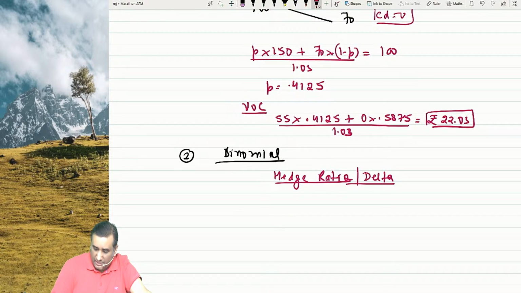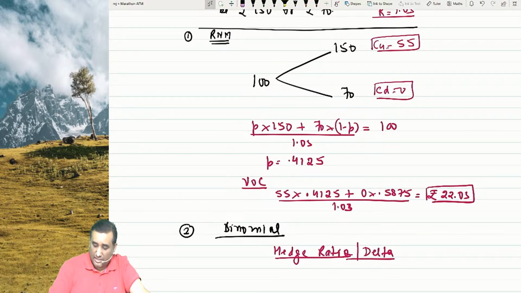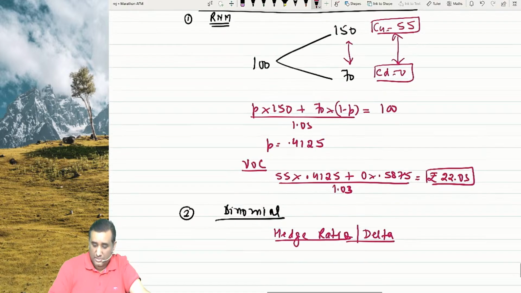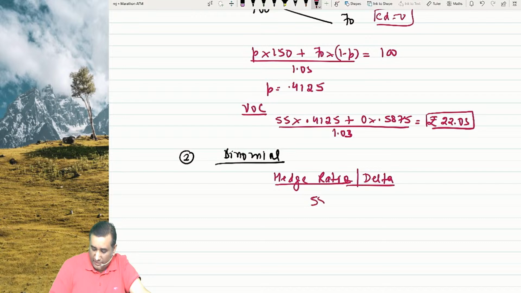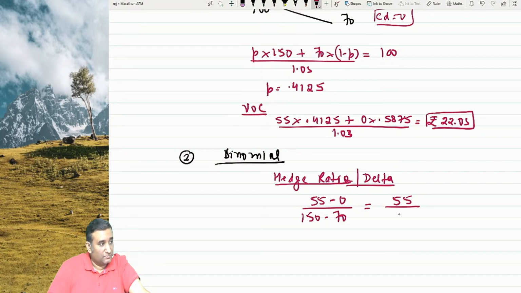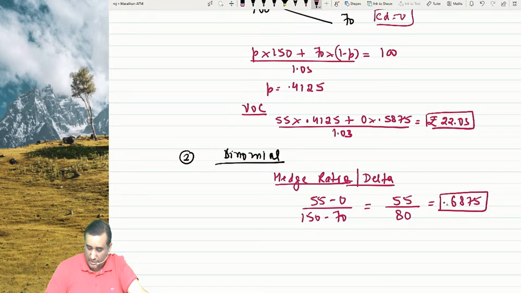That will be nothing but, if I use this graphical presentation on the spread, the difference of these two, 55 and 0, and the difference of what? 150 and 70. We do 55 minus 0 divided by 150 minus 70, that is 55 divided by 80. How much do we get? 0.6875. If you want to put a sentence, please put down the sentence. Still a problem?